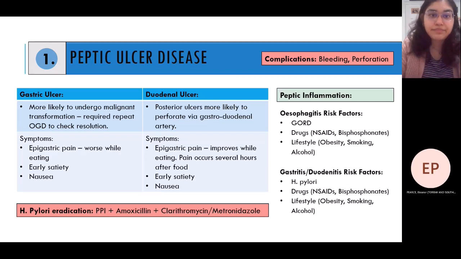But then lifestyle causes are also important to consider, so obesity and smoking and alcohol. Alcohol histories are really important in these patients. That then progresses to develop either a gastric or duodenal ulcer.